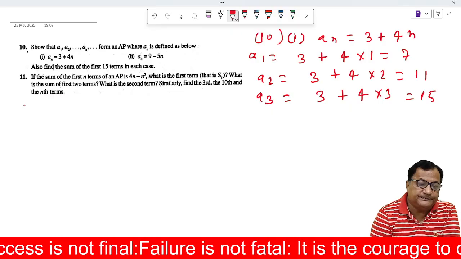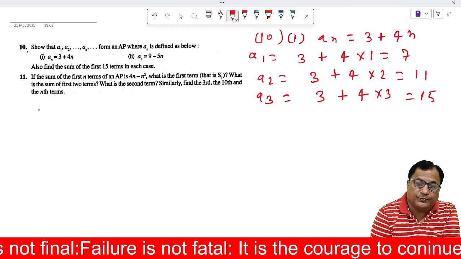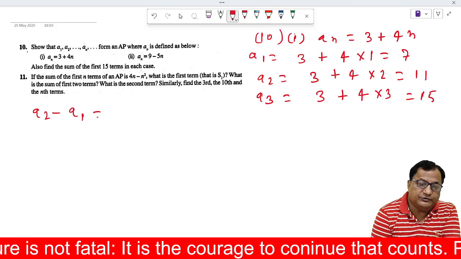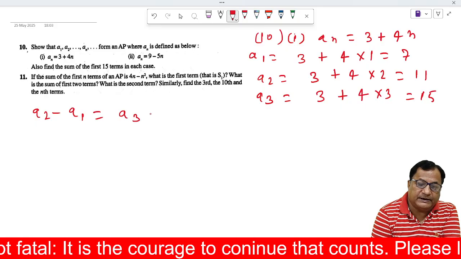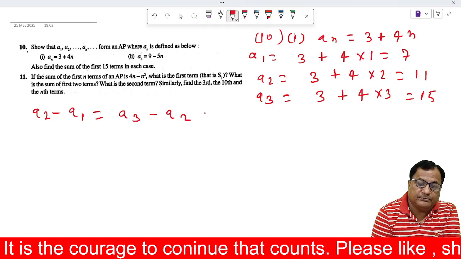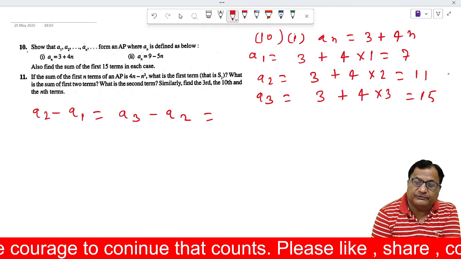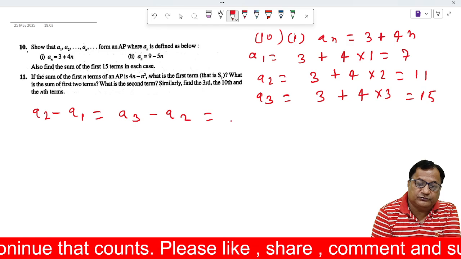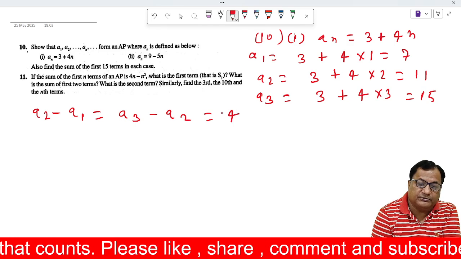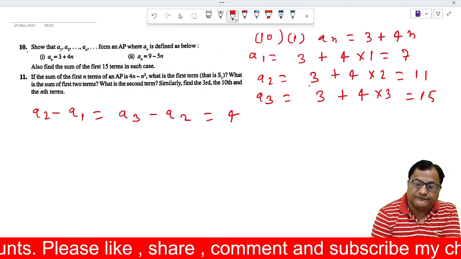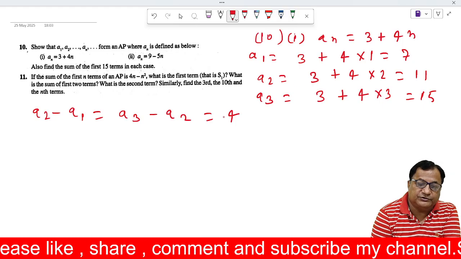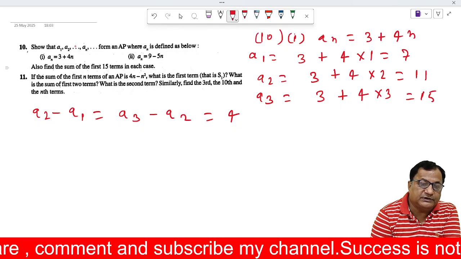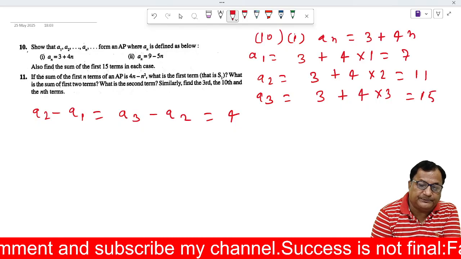So here we see that a2 minus a1 is equal to a3 minus a2. a2 minus a1 is 11 minus 7, which is 4, and a3 minus a2 is 15 minus 11, which is 4. So 4 is the common difference, so this forms an AP.